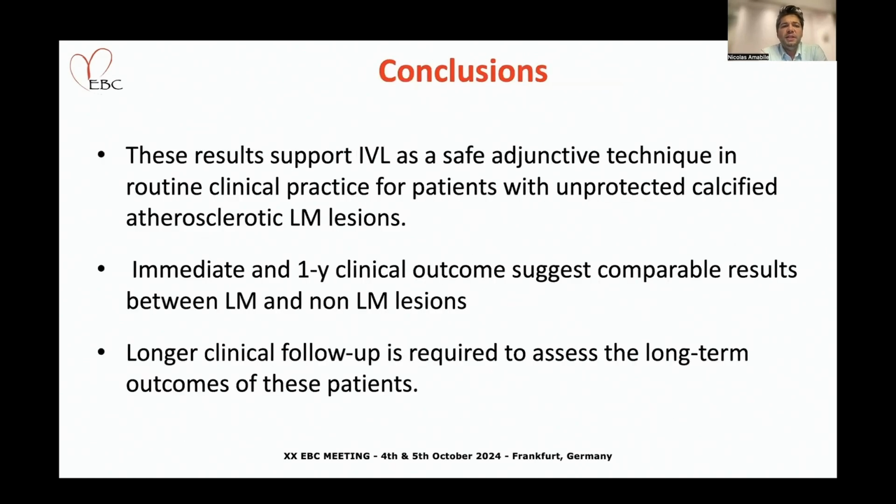So in conclusion, ladies and gentlemen, these results support IVL as a safe adjunctive technique in routine clinical practice for patients with unprotected left main. Immediate and one-year clinical outcomes suggest comparable results between left main and non-left main lesions, which is extremely promising. However, we acknowledge that longer clinical follow-up is required to assess the long-term outcomes of these patients.